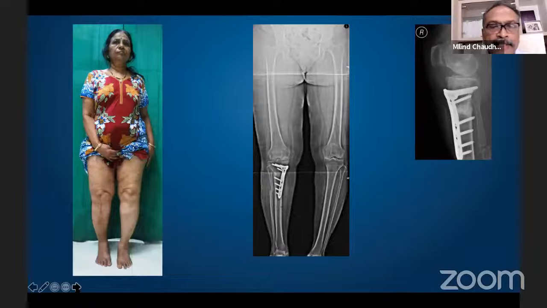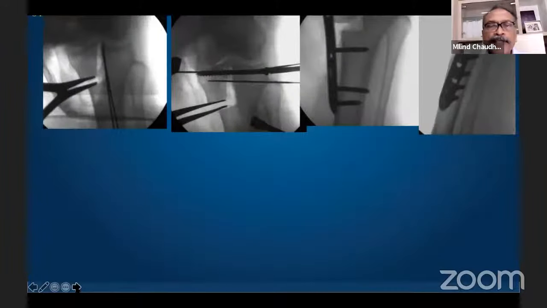She comes to me the next year with the pain on the opposite side, and this is where we performed the intra-articular osteotomy, which I will briefly dwell upon. And in the next few series, we will be discussing this at length, because now we have an experience of more than 50 of these for the last 6 years.